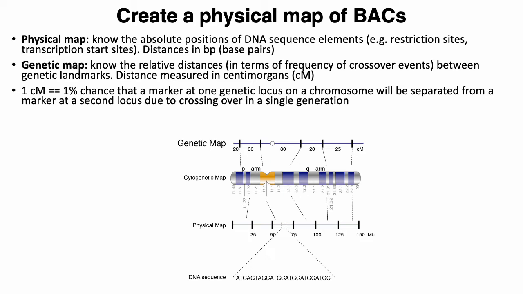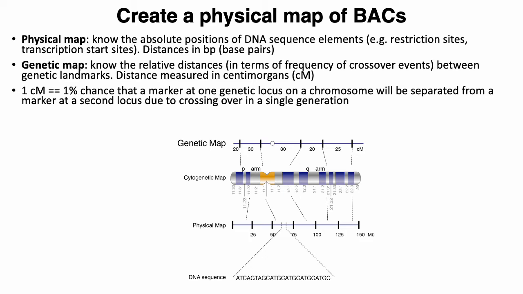Just as a quick review, a physical map of a genome means that you're trying to build a map of the genome where you know the absolute position of different DNA sequence elements. What that means is that you know the rough or precise position of where different restriction sites are, or transcription start sites in the genome. Like the transcription start site of GATA4 is at position 11 billion of chromosome 5 or whatever.